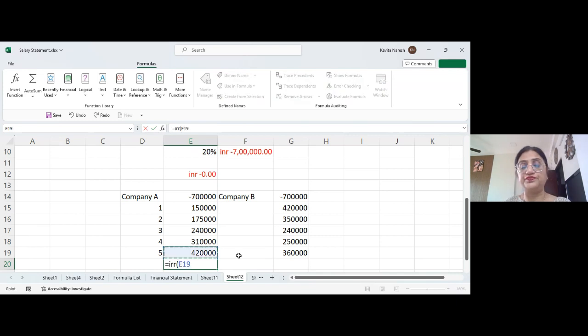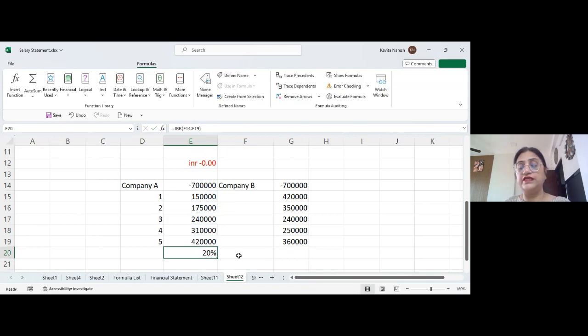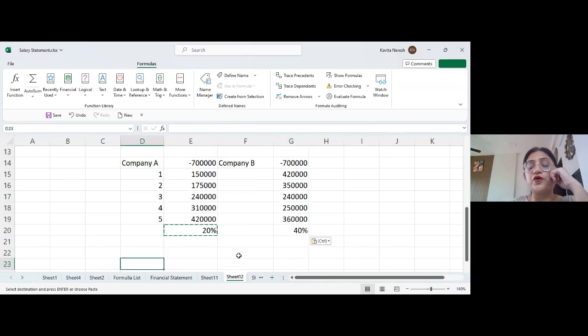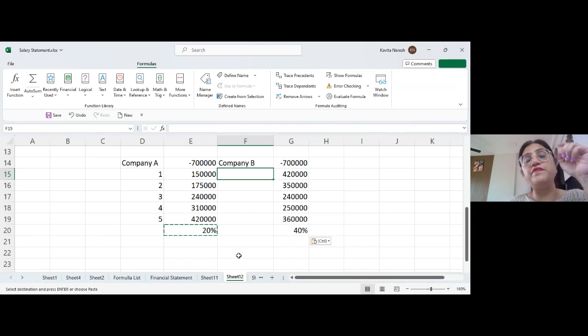IRR. And then copy, paste. Here IRR is 40%. Here IRR is 40%. Now suppose I want to discount these FVs with this percent. Company A promises me these returns, but if I get the same returns from company B, how much amount should I invest, and what will be the profit or loss?